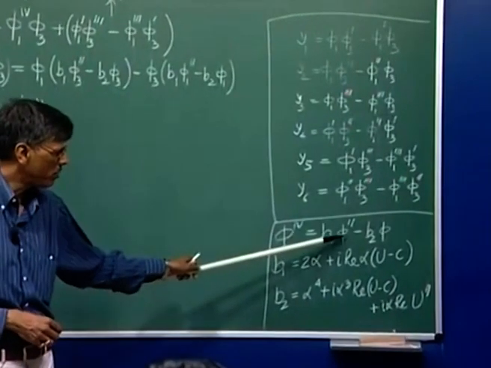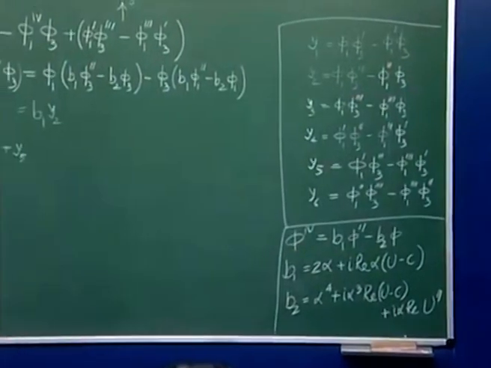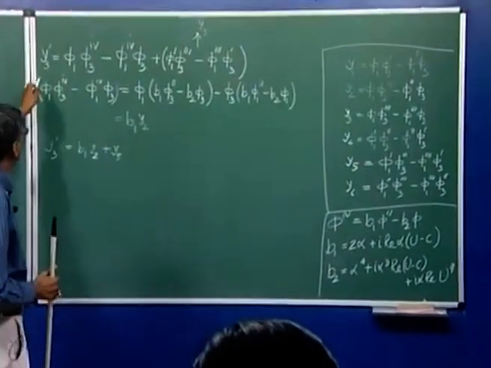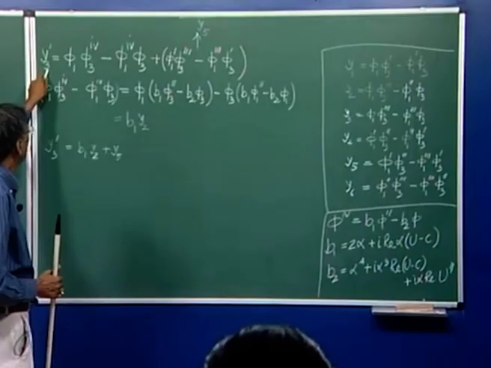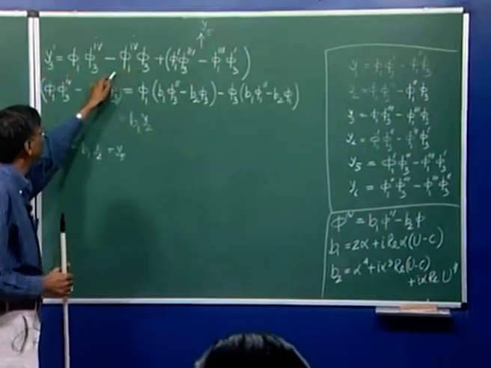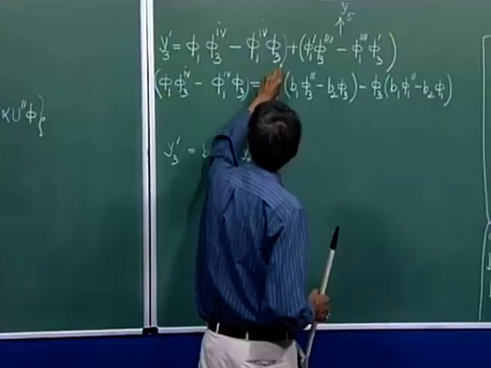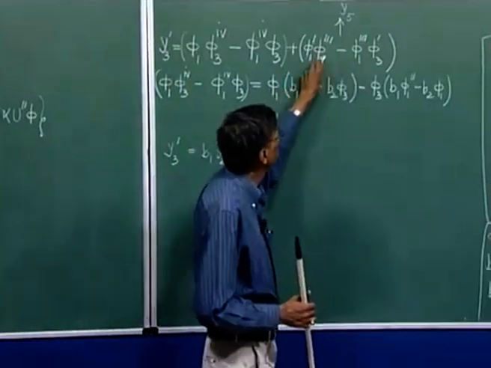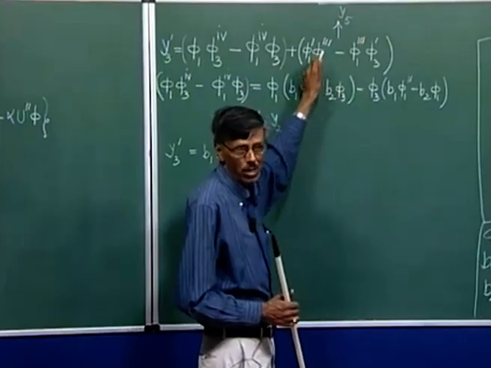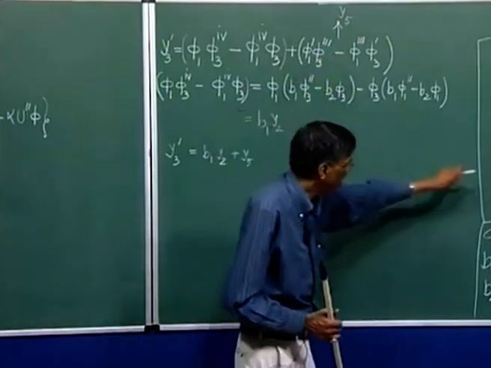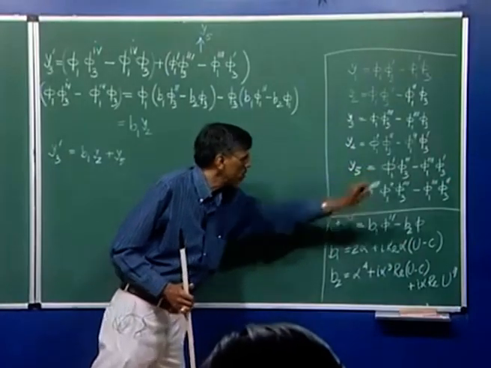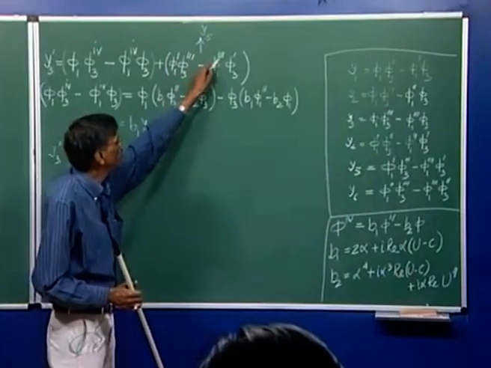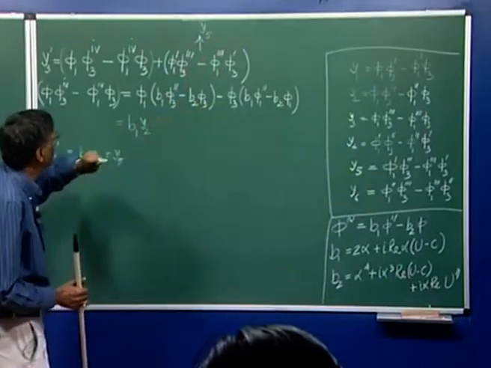Phi 4 is b 1 phi double prime minus b 2 phi prime, and this y 3 prime gives you this set of terms, right. So, this is one set of terms that we have, and this other set of terms. This term is easily identifiable as y 5, right. You can see phi 1 prime phi 3 triple prime minus phi 1 triple prime phi 3 prime. Okay. That is what we get.